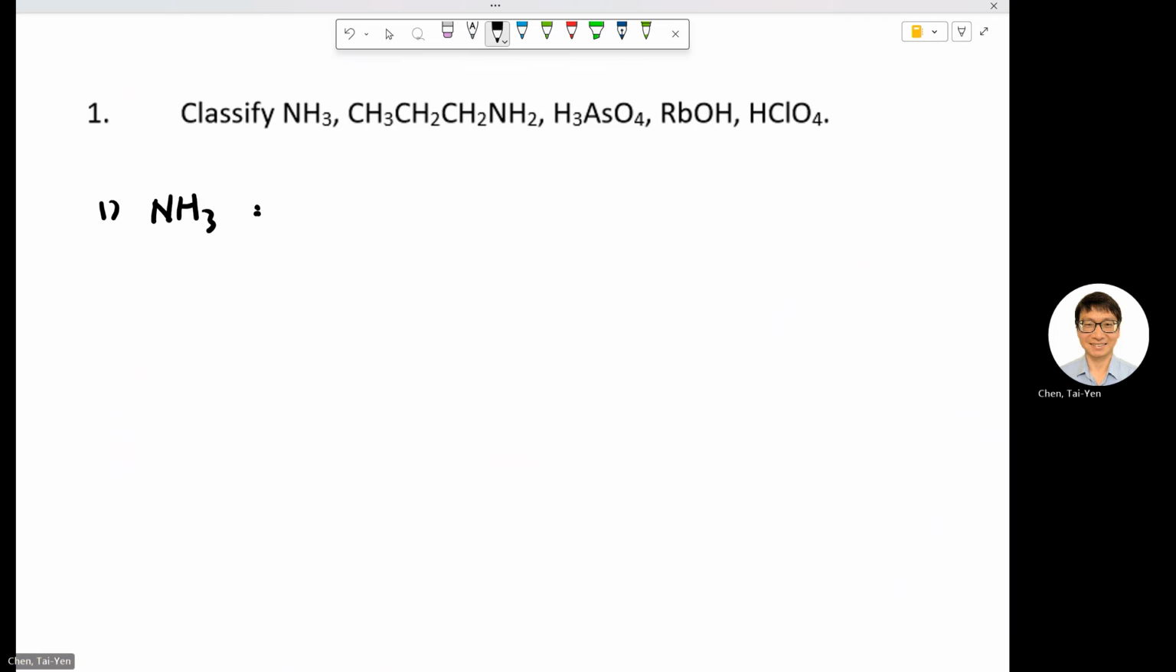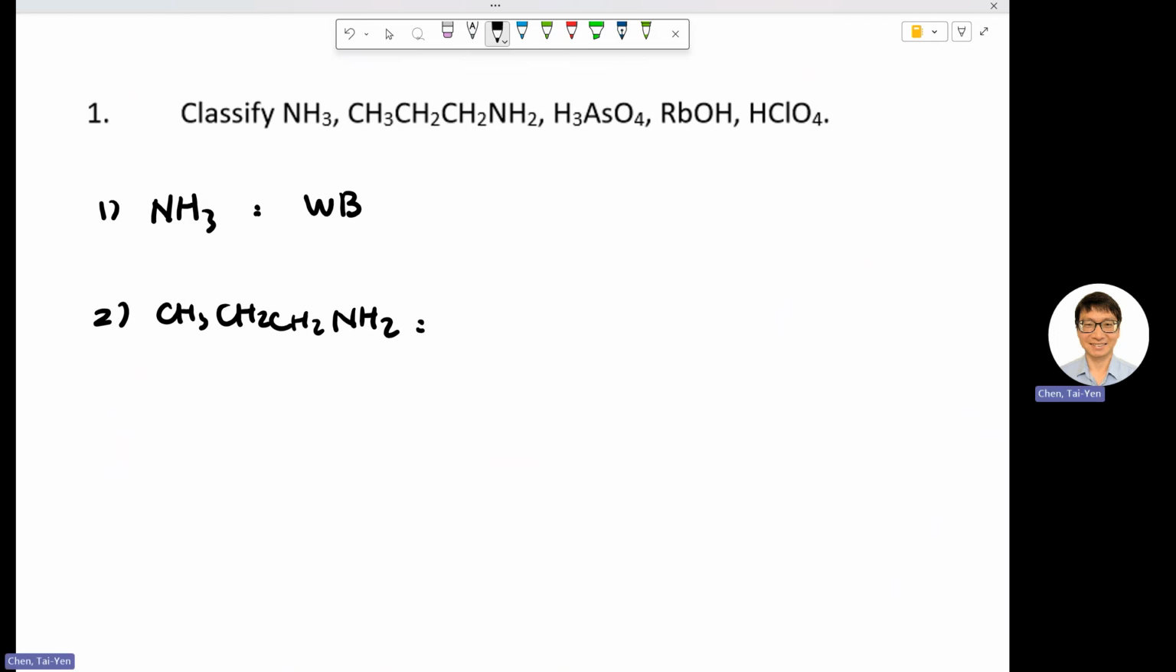So first one, NH3. NH3 is actually the most important and famous weak base that you should know. Every time you see NH3, you know it's a weak base. Second, CH3CH2CH2NH2. It is a weak base.